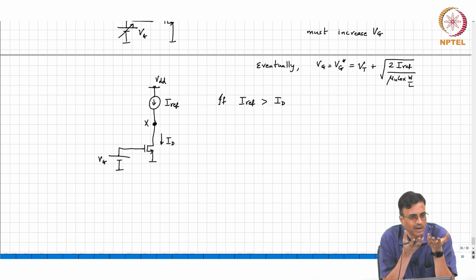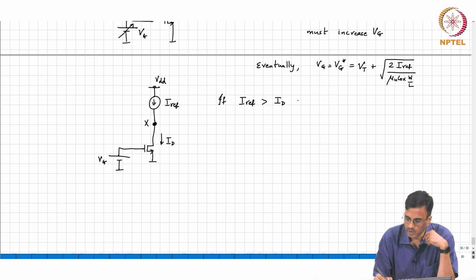A node is nothing but a small bucket which holds charge, right? Infinitesimally small bucket which holds charge. If more charge is pumped into a node than is being removed from it, what comment can you make about the potential? It will increase. Is that clear? All right. So in other words, if IREF is greater than ID, Vx will go up.